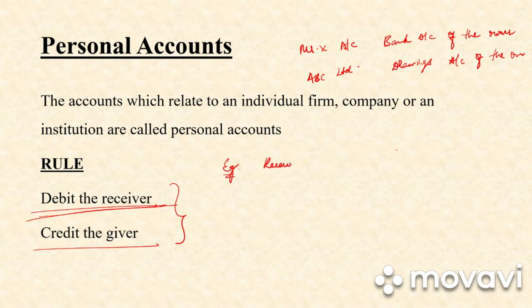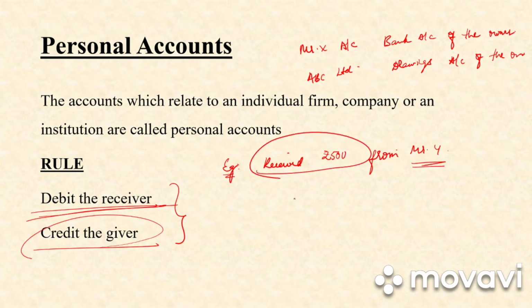One more example. Received rupees 500 from Mr. Y. So what is the rule? Credit the giver. Who is the giver here? Mr. Y. And what have we received? Cash. Cash account is not your personal account. It is your impersonal account. Cash account debited to Mr. Y's account. So the rule is very simple. Whoever has received will be debited and whoever has given will be credited.